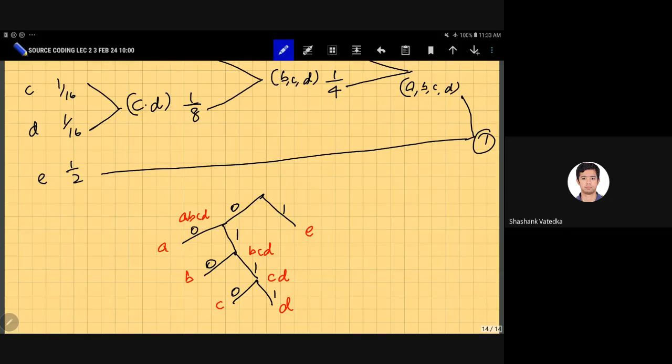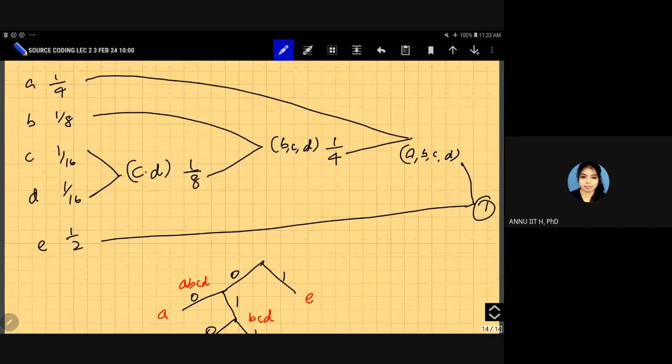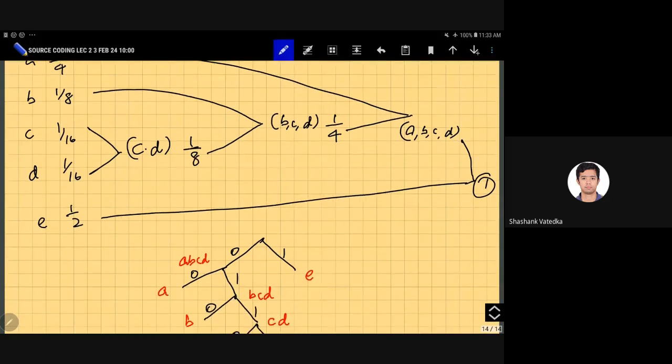Hello, sir. In this question, it is not in the decreasing order, sir. What is not in the decreasing order? Means 1 by 4, 1 by 8, 1 by 16, like this. Sure, sir. Okay, I've not reordered it, but at every step, I'm always merging the two symbols with the least probability. Yes, sir. This is the case. Right? That's it.